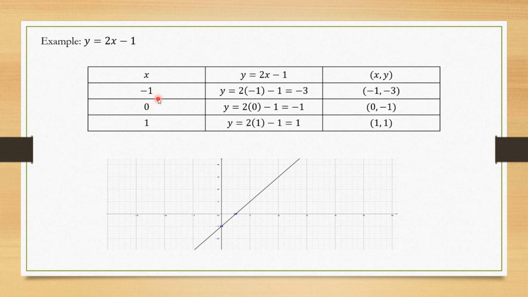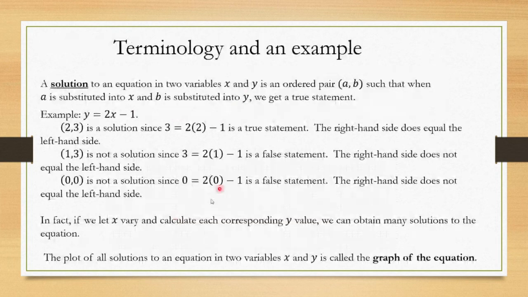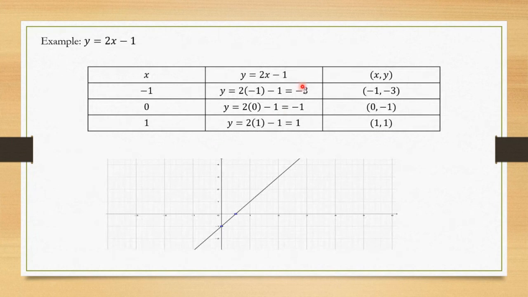Then we calculate the corresponding y values, right? That's what I'm doing here. This is also what I meant by if you let x vary, then you can calculate the corresponding y value and get a solution. So when x is negative 1, we get the corresponding y value, and what we get is negative 1 comma negative 3. That's what we get.